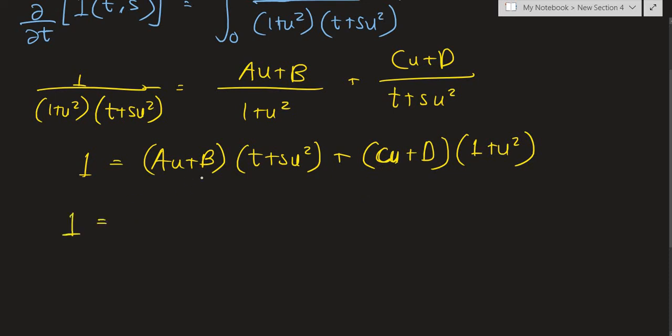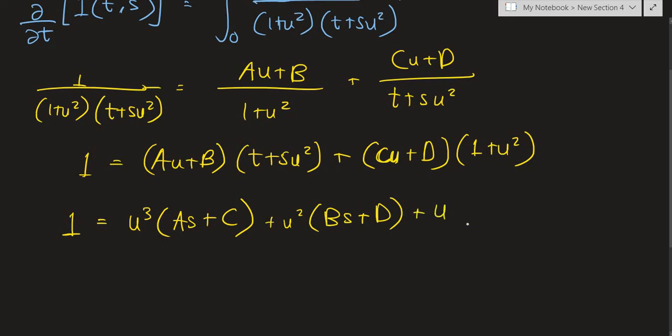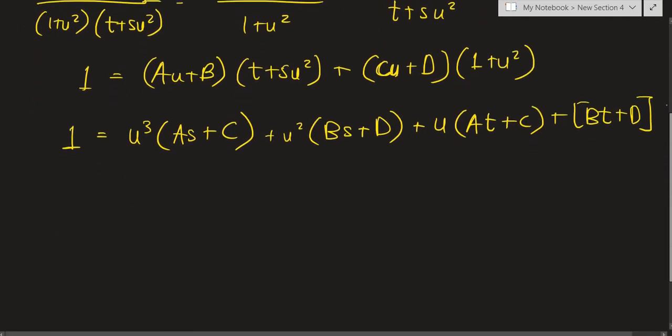So now just grouping terms with the same u values. So we have u cubed multiplied with (as plus c), plus u squared, which has a coefficient of (bs plus d), plus u, which has a coefficient of (at plus c), and a constant term, which is basically bt plus d. So now it's time to compare coefficients on both sides.